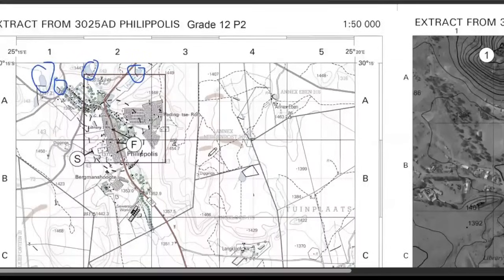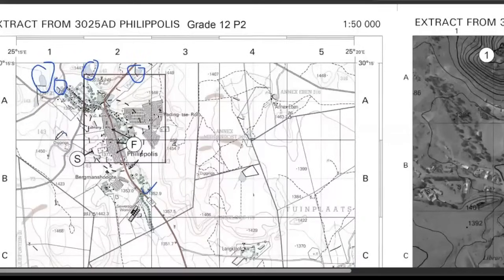And also, we can check the presence of transport routes, which can also be a favoring factor that has favored the location of Philippolis in that area. It is linked by major routes.